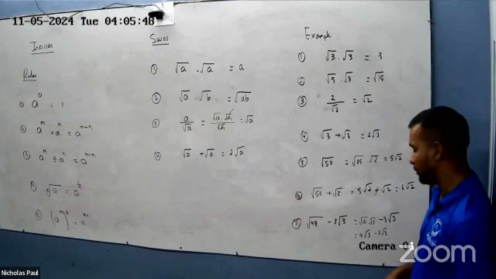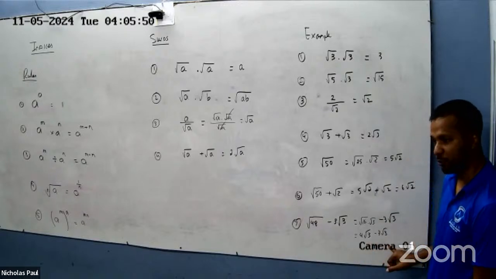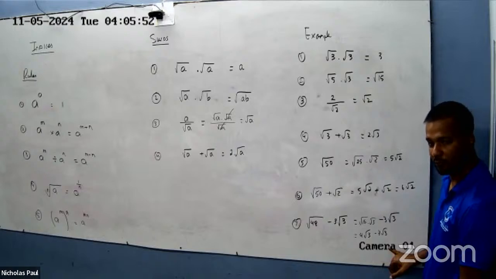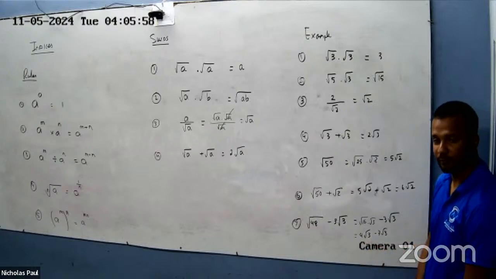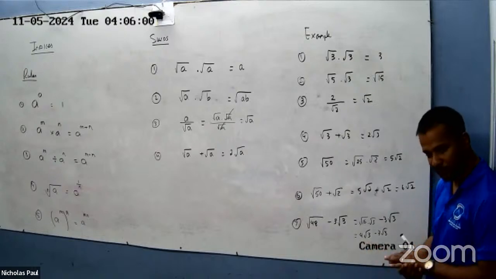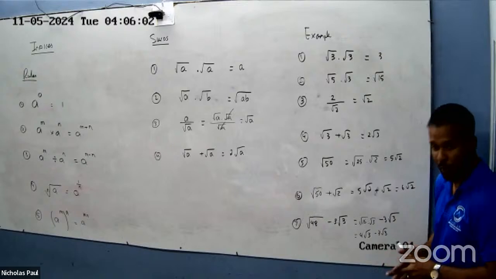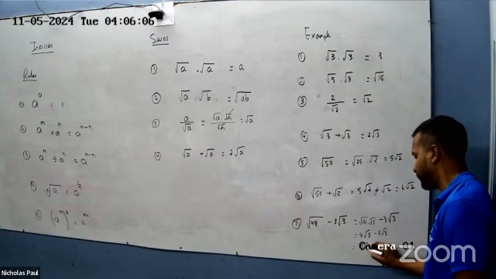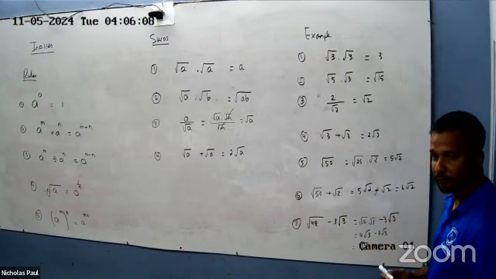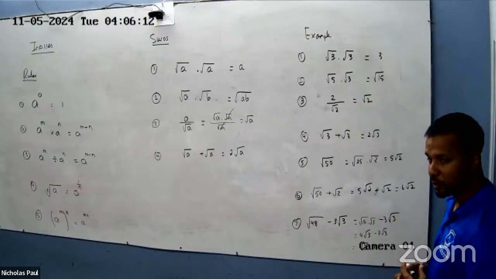How much is 4 root 3 minus 3 root 3? 4 apples minus 3 apples. That's how much? 1 apple. Yeah. So the answer is 1 root 3. Are you okay with that? Yeah, that's right. For sure.